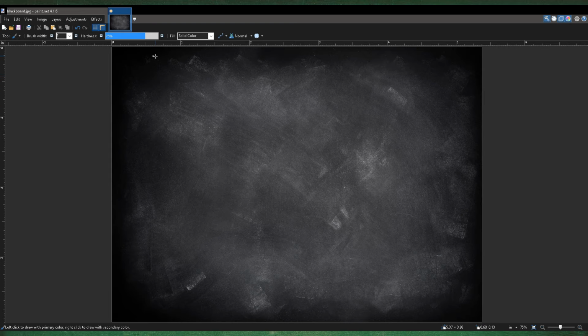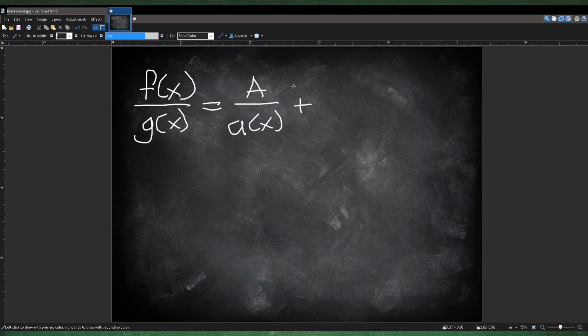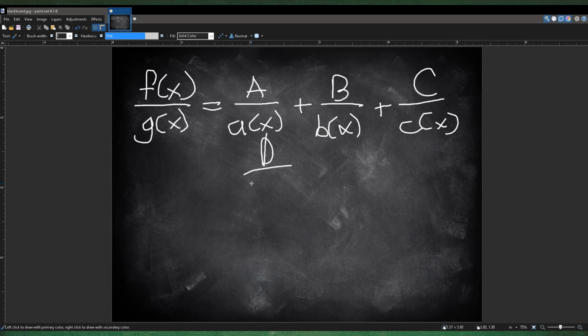Basically, let's say you have an equation like f of x divided by g of x, which is a rational function. It will equal some value, let's say A, over another function, let's call it a of x, plus another function called B over b of x. And that's what we're going to be doing. It could also add more, like C over c of x, D over d of x. There could be more, but in the cases that we're going to show, there's usually only going to be 2 or 3.